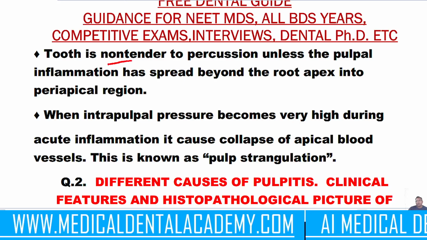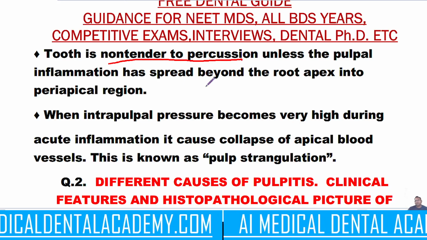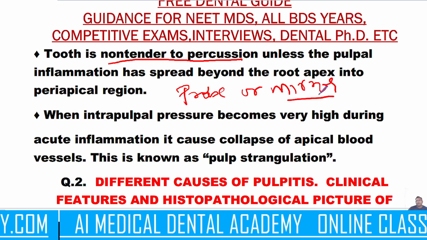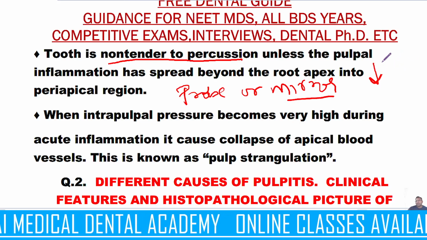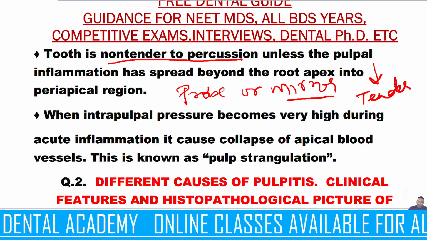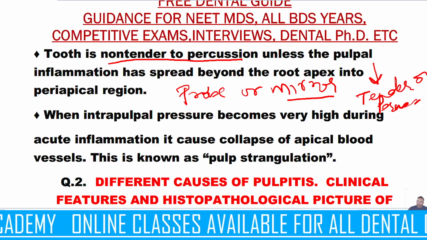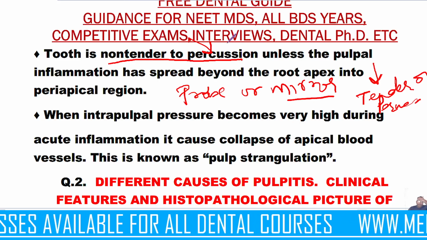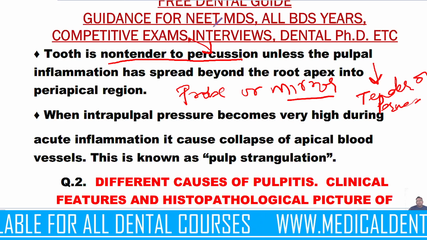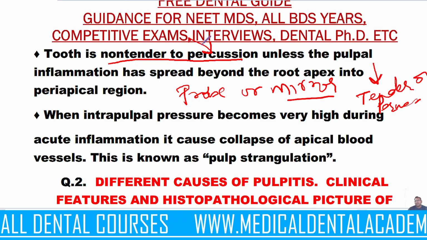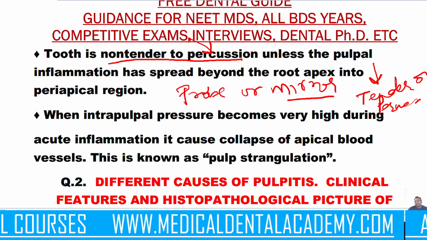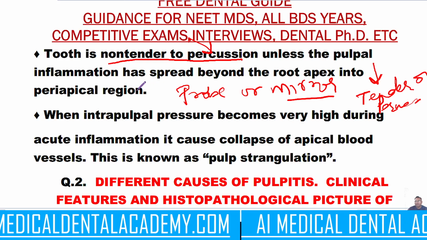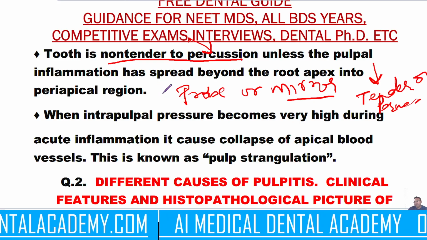Tooth is non-tender to percussion. What is this? You have to percuss the teeth with the help of probe or mirror. When you go with probing the tooth, if the patient has severe pain, it is called tender on percussion. If the patient does not have tenderness on percussion, we can see that the pulp is not involved. So in the clinic nowadays, the first clinical testing is tender on percussion. Percuss the tooth. Percuss means you have to give pressure on the tooth with the help of the mirror.